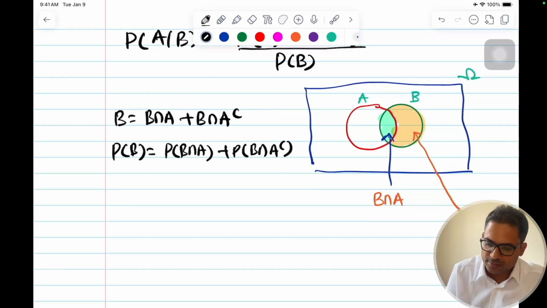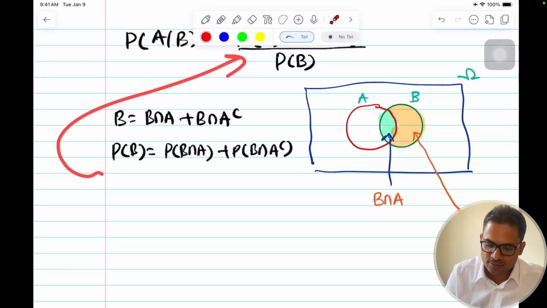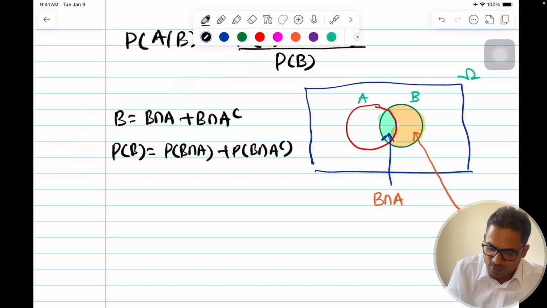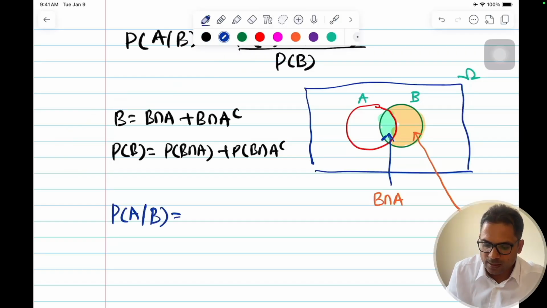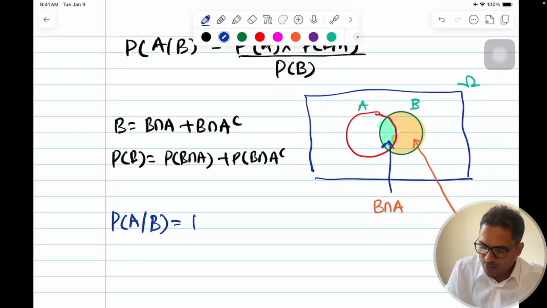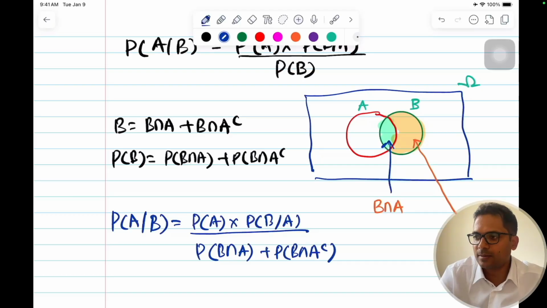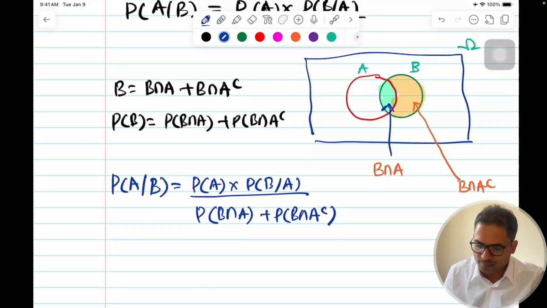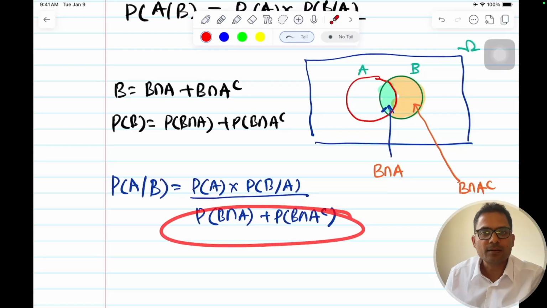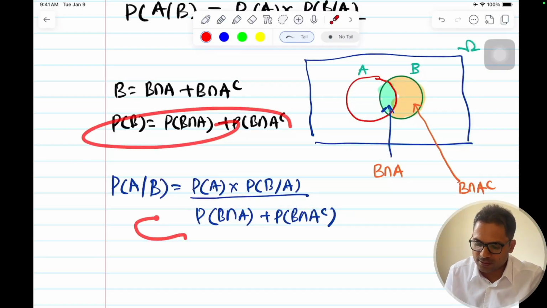Let's put this in this equation. So what does our equation become now? Probability, the same Bayes theorem, this becomes probability of A given B is equal to probability of A into probability of B given A by probability of B intersection A plus probability of B intersection A complement. I hope this is clear. Okay, we have just replaced B with this.